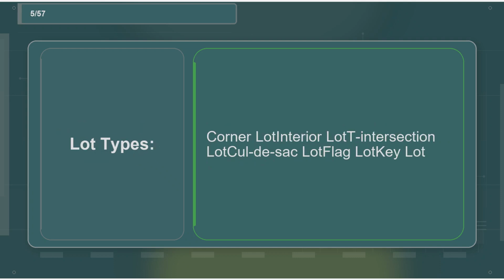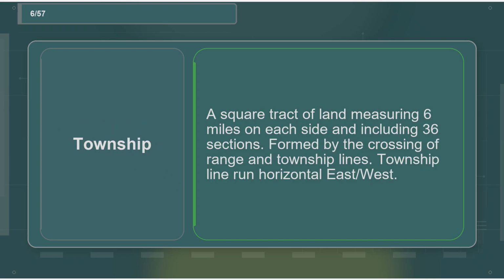Flashcard 5. Term: Lot Types. Definition: Corner lot, Interior lot, T-intersection lot, Cul-de-sac lot, Flag lot, Key lot. Flashcard 6. Term: Township. Definition: a square tract of land measuring 6 miles on each side and including 36 sections, formed by the crossing of range and township lines. Township line run horizontal east/west.